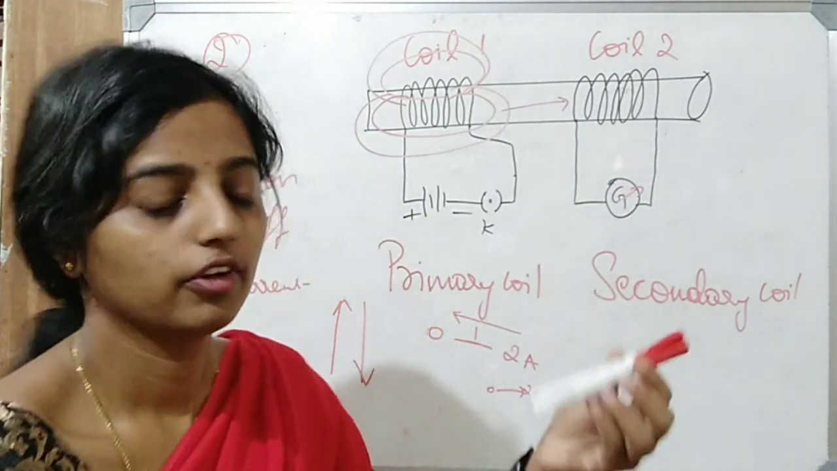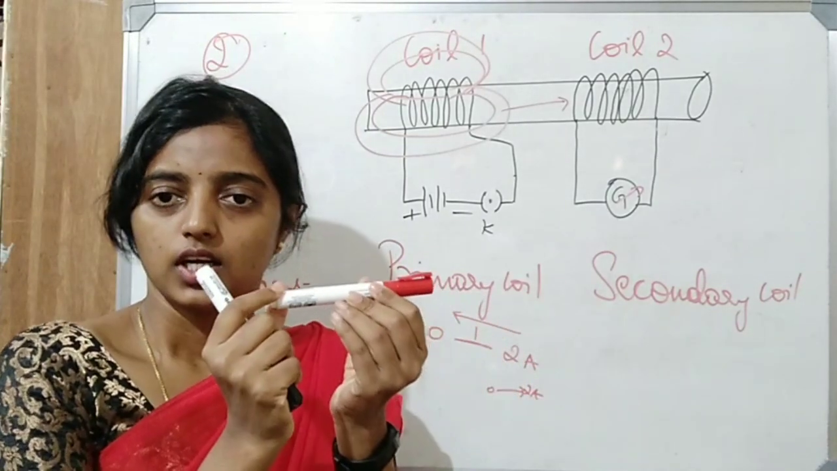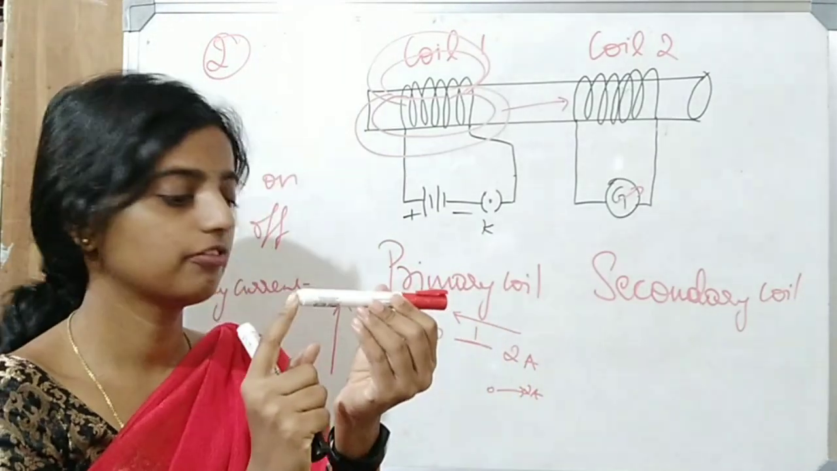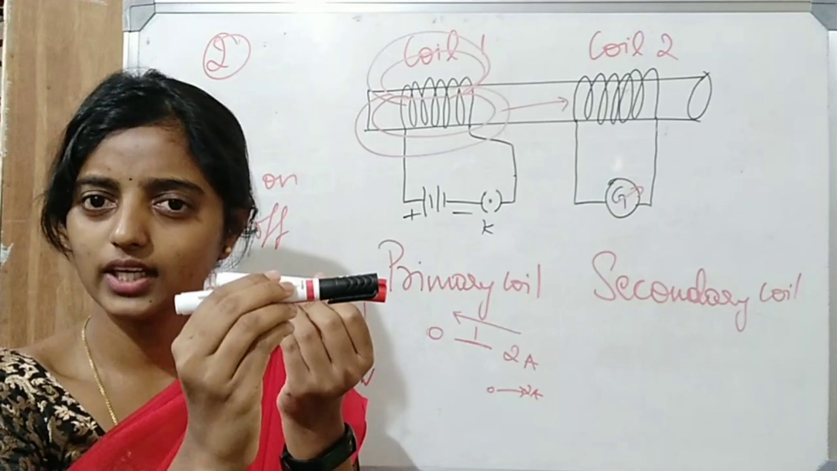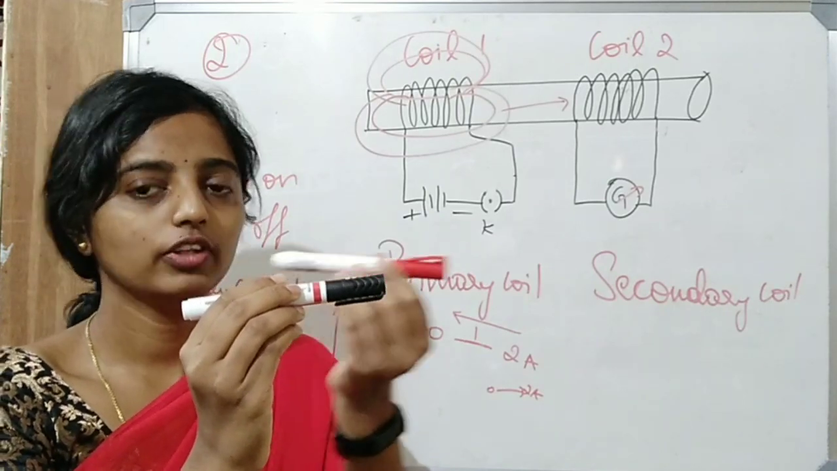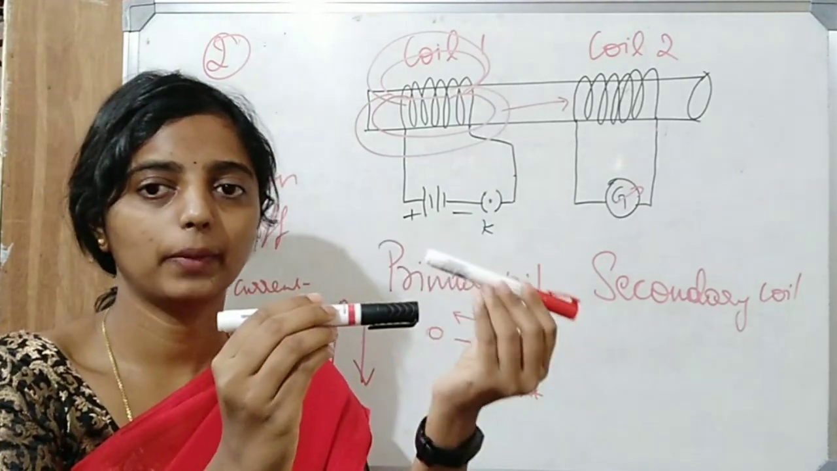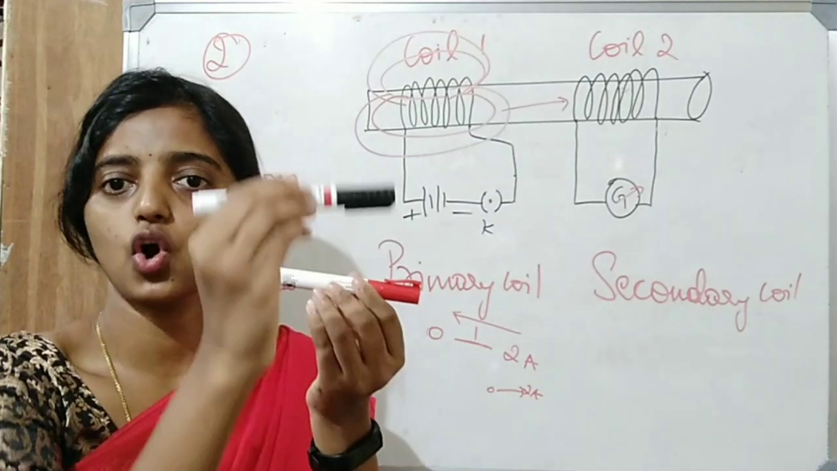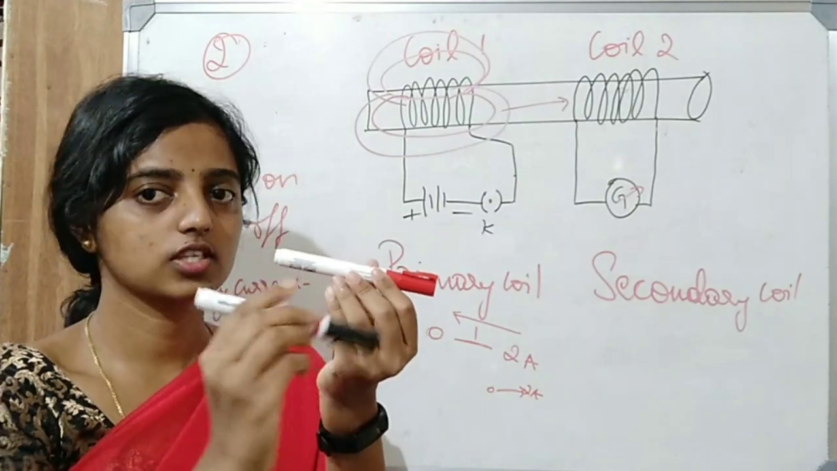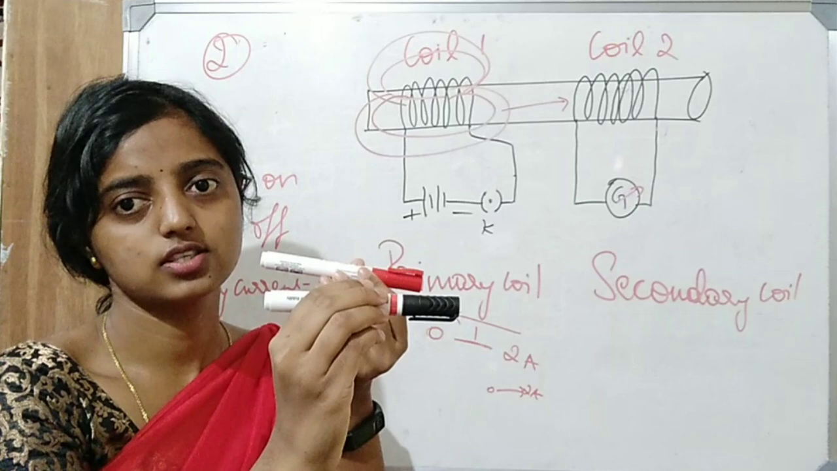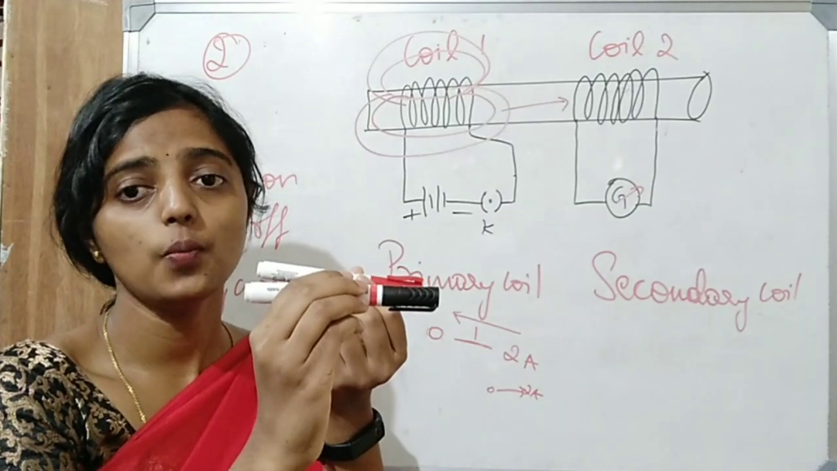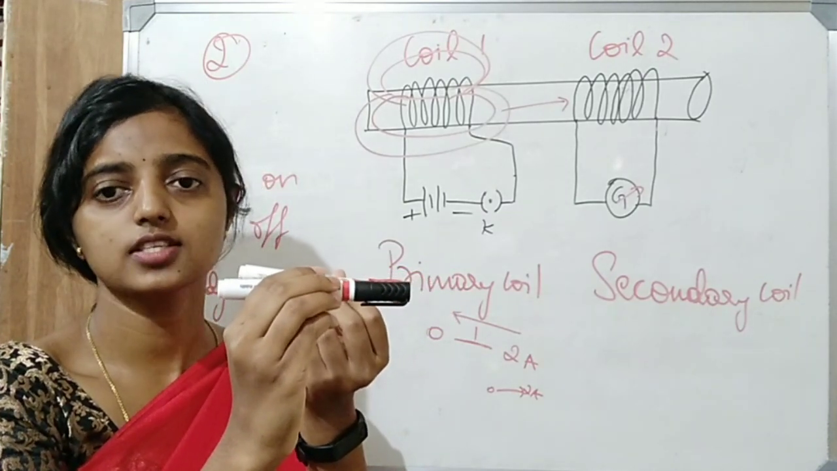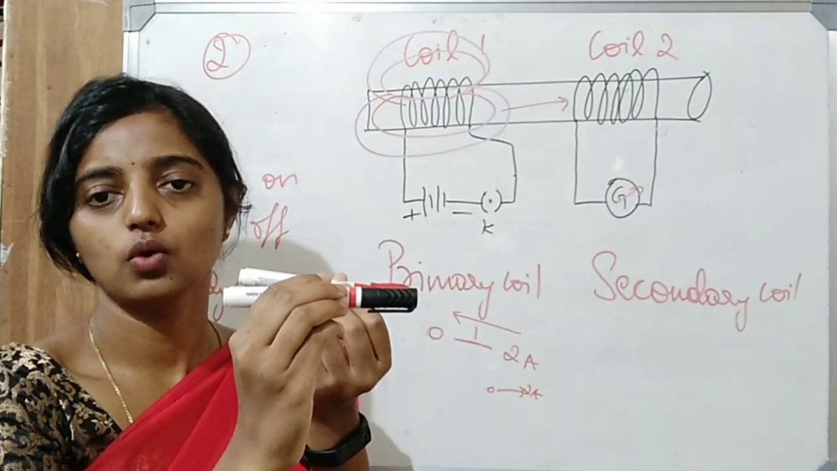That is because when the current is fixed, we'll get only one type of magnetic field. Only when the current is moving up and down, the magnetic field keeps on changing. When it is fixed, magnetic field lines are also fixed. When there is no change in magnetic field lines, then there will be no induced current.